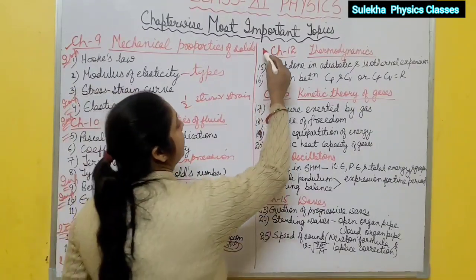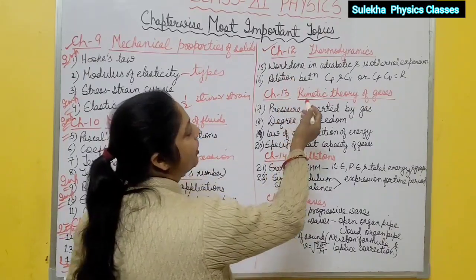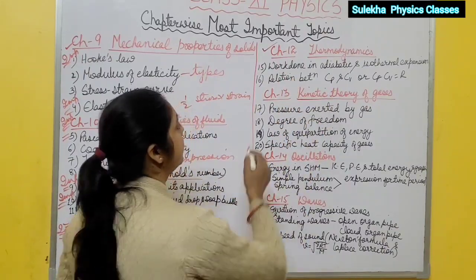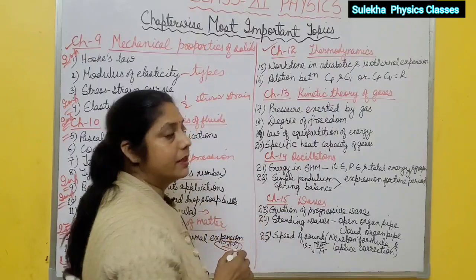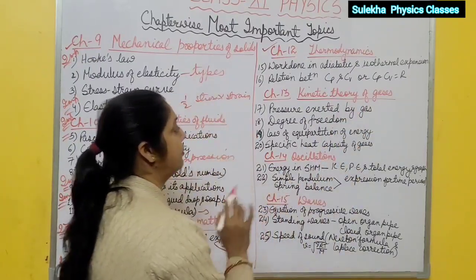Then come to chapter number 12, thermodynamics. In this one only 2 important topics are there: work done in adiabatic and isothermal expansion, and then relation between Cp and Cv. Why Cp is greater than Cv, or you can say Cp minus Cv equal to R. You have to prove this one.